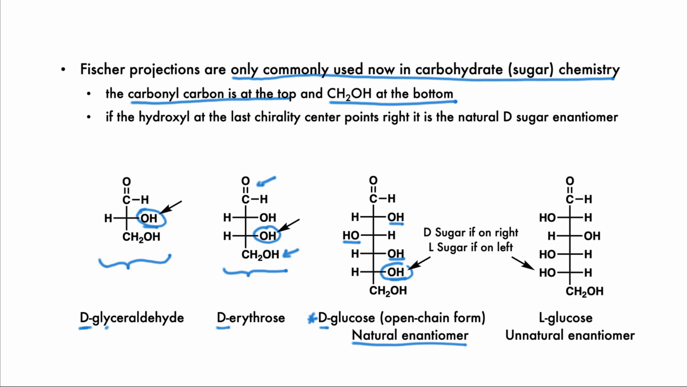The other enantiomer of glucose is L-glucose. It's called L because the hydroxyl at the last chirality center points to the left. L-glucose is the unnatural enantiomer and does not occur at all in higher organisms. In fact, all of the L series of carbohydrates are unnatural and very, very rare.